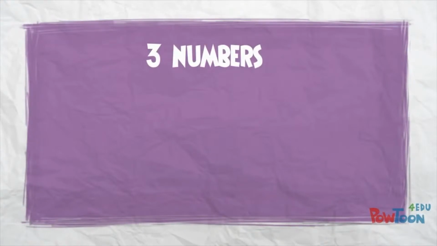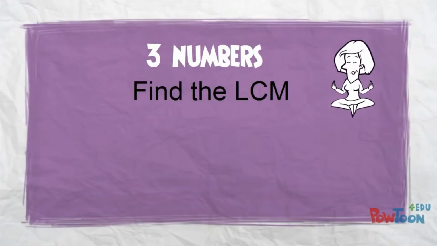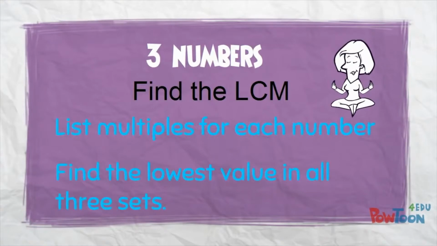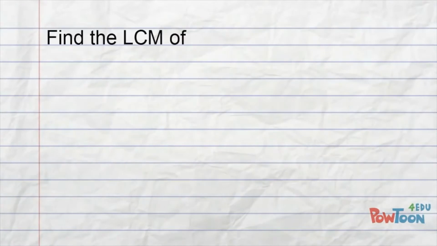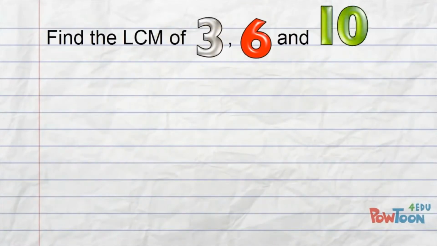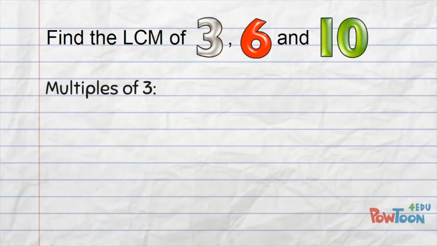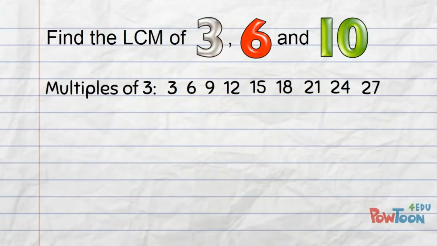Sometimes you'll be given a set of 3 numbers and told to find the LCM. In that case, we just go through a set of multiples for each of the numbers and find the lowest value that is common to all 3 sets. Straightforward. We'll find the LCM of 3, 6 and 10. So we list the multiples of 3, and I'm going to have to list quite a few. You'll see why. 3, 6, 9, 12, 15, 18, 21, 24, 27 and 30.